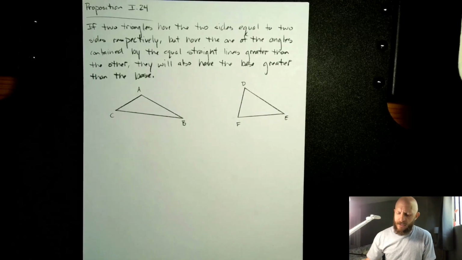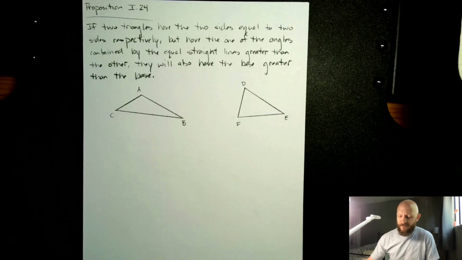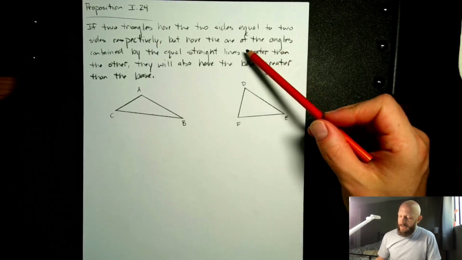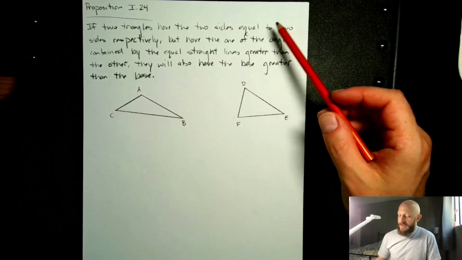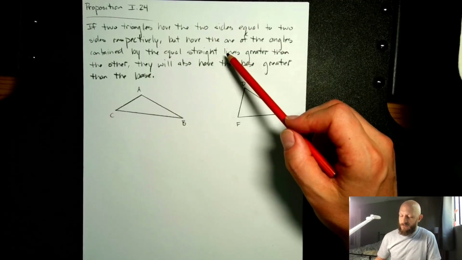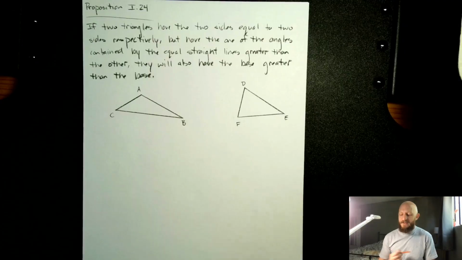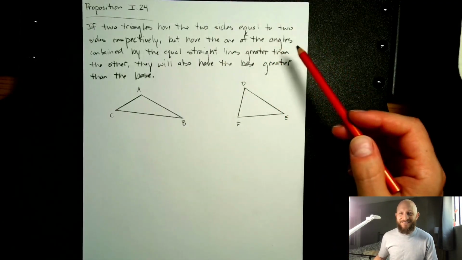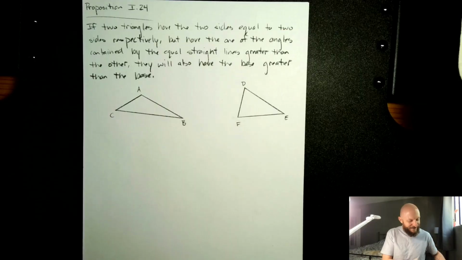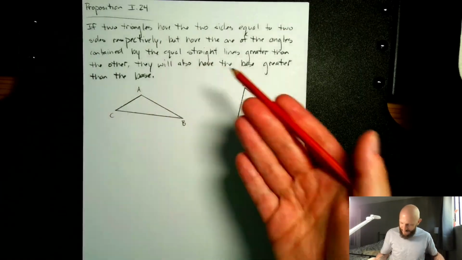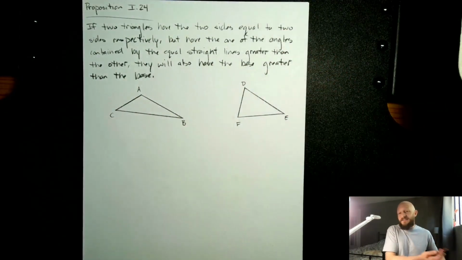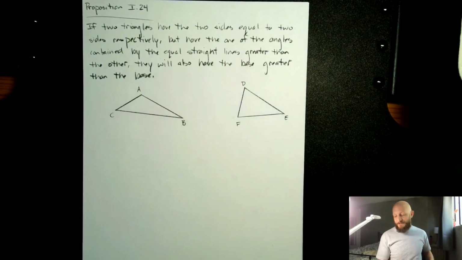All right. Prop 24 says, if two triangles have the two sides equal to two sides respectively, but have one of the angles contained by the equal straight lines greater than the other, they will also have the base greater than the base. So it's kind of strangely worded, and I know it might seem like I miswrote this, but I checked like 3 or 4 times.